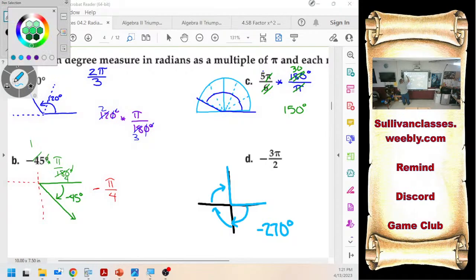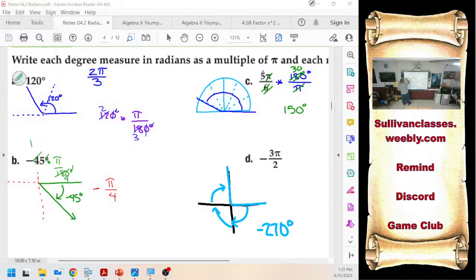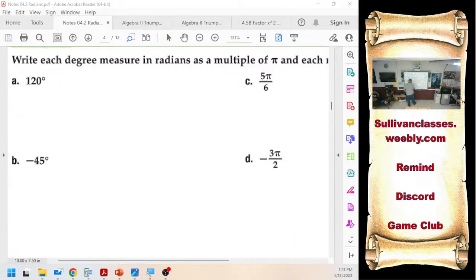And if you're not sure, you can always take that times 180 over pi. Pi's cancel. Half of 180 is 90. Negative 3 times 90 is negative 270. So it's your choice. I'm just trying to show you different ways to do it and different ways to think of it.